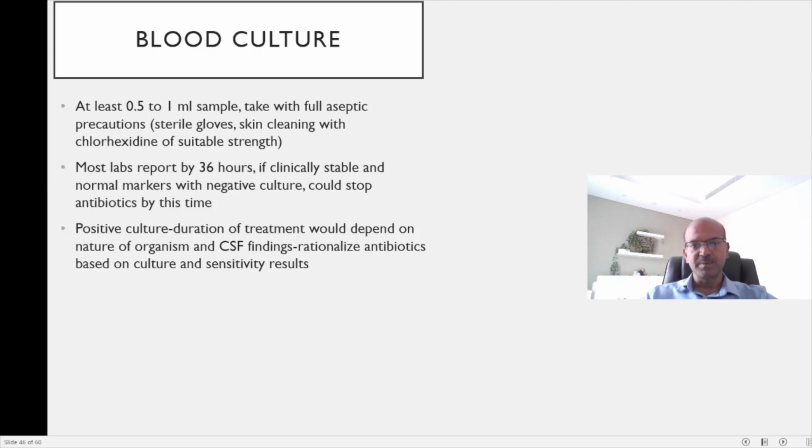So if you plan a 14-day treatment for a gram-negative sepsis, you can say at least 1 week after the negative culture.